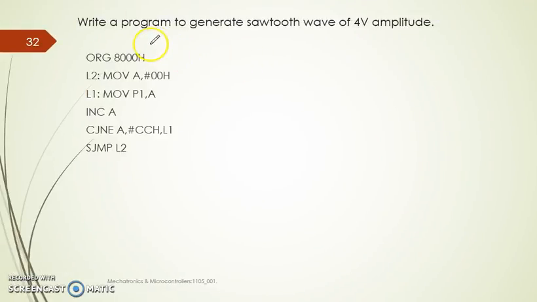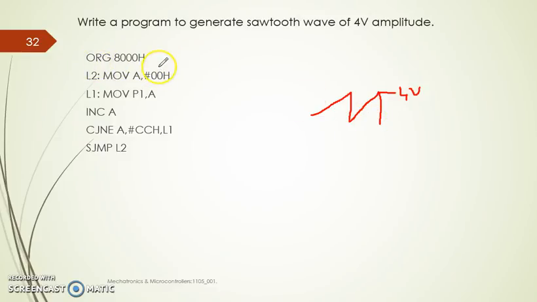Let us take an example. Write a program to generate a sawtooth wave of 4 volt amplitude. What do we mean by a sawtooth waveform? It is a ramp waveform. It has to increase and then come down to 0, again increase and then come down to 0. The peak value here is 4 volt. For the time being, we will not bother about the time difference between these two points.